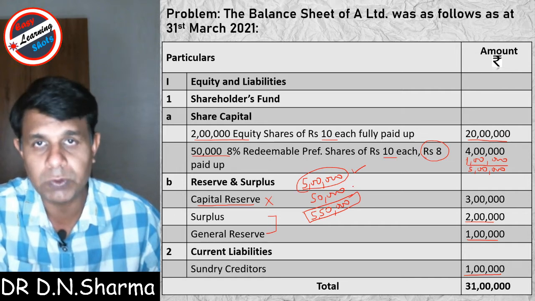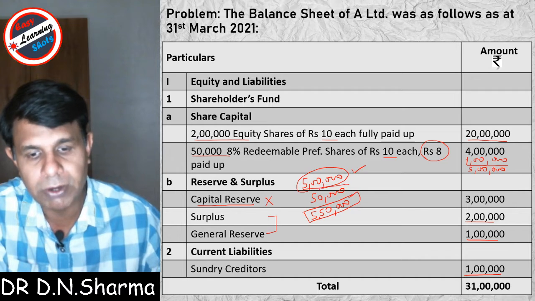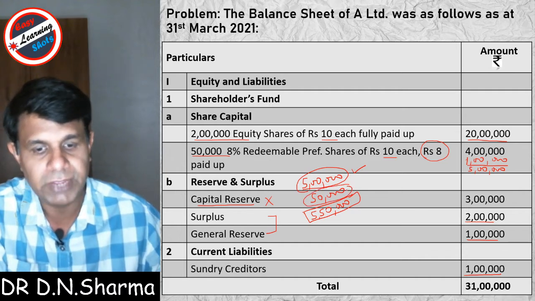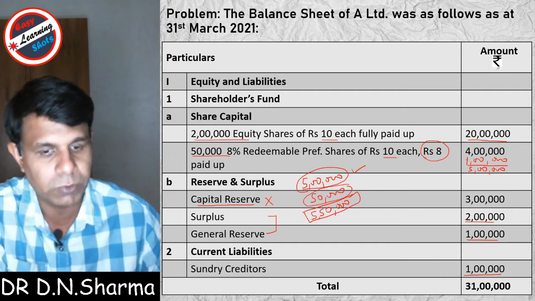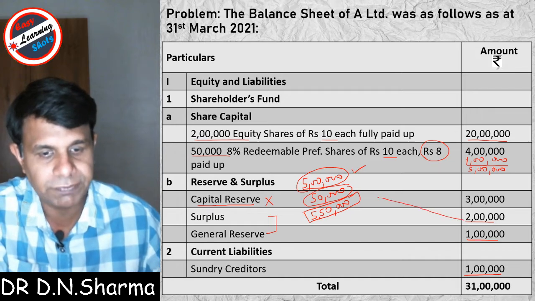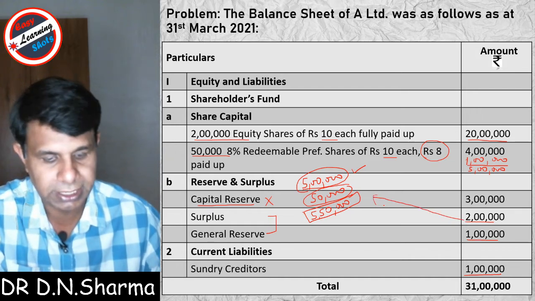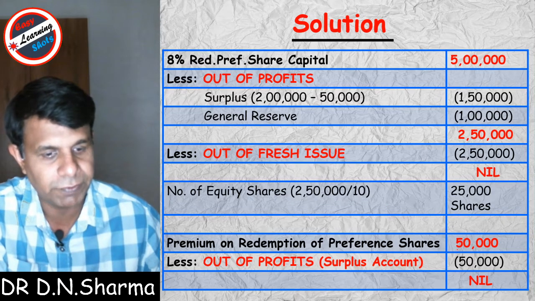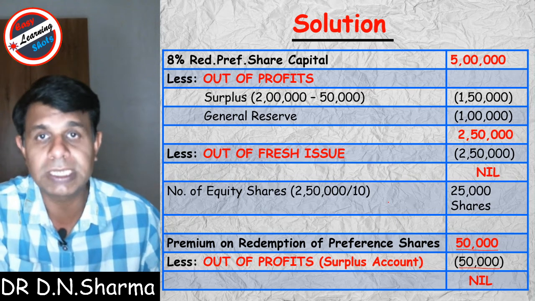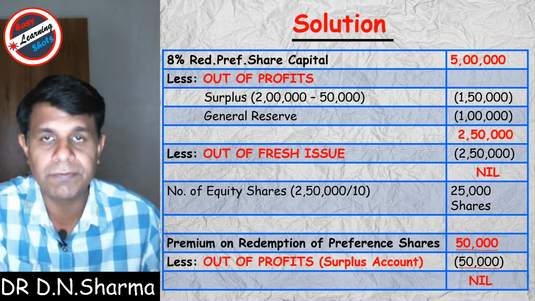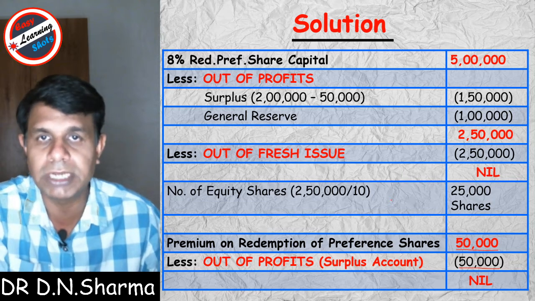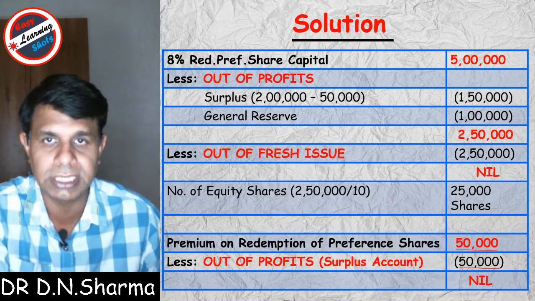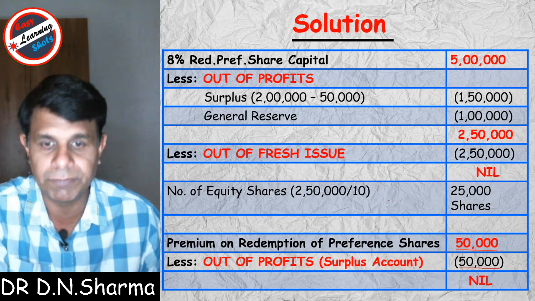So first we have to adjust premium on redemption of preference shares, and we have surplus. In surplus account we have 2 lakh rupees, so we adjust 50,000 from this 2 lakh. Now we adjust premium on redemption, that is 50,000, from surplus account. Out of 2 lakh we use 50,000 for premium on redemption of preference shares, so the balance amount is 1,50,000.